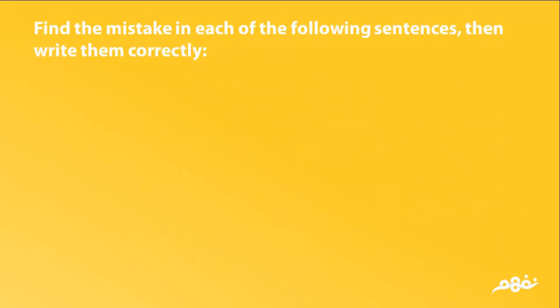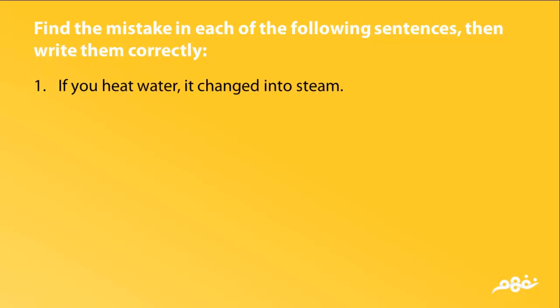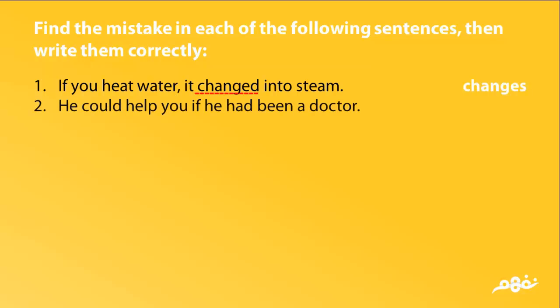Find the mistake in each of the following sentences, then write them correctly. If you heat water, it changed into steam. If you heat water, it changes into steam. He couldn't help you if he had been a doctor. He could help you if he were a doctor.